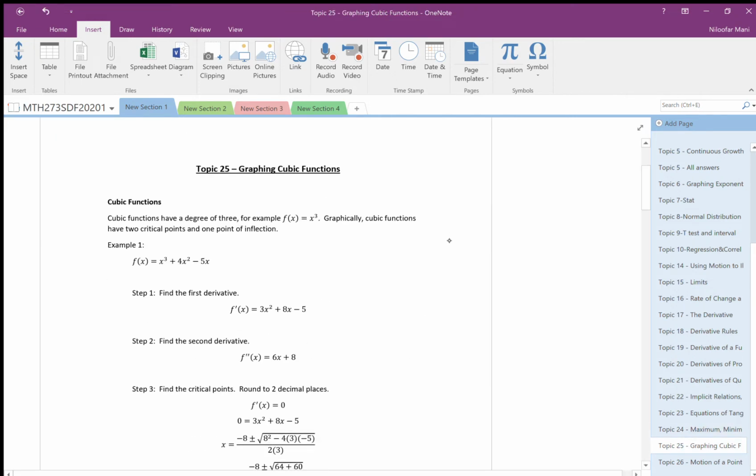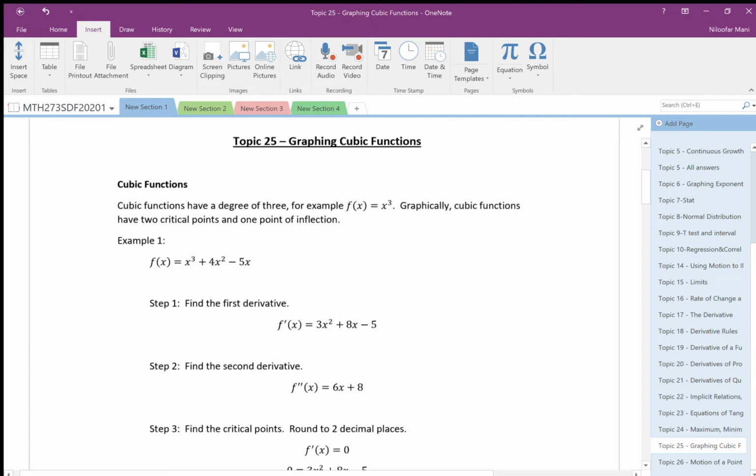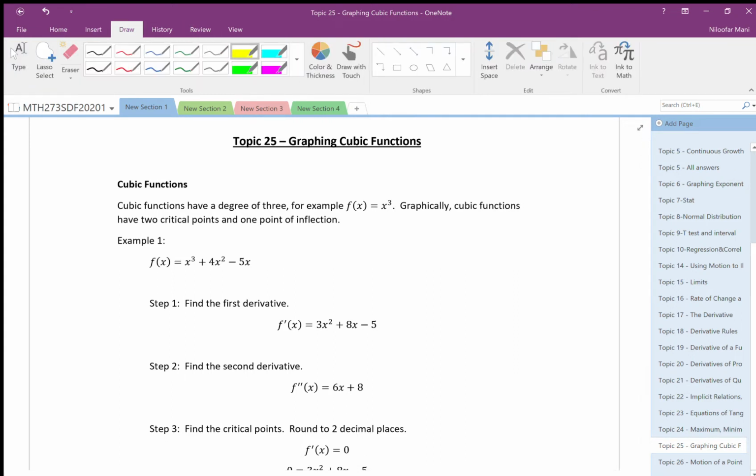So here, in order to show graphing in a very good way, we can use a cubic function, and cubic functions are polynomials of degree 3. So this function shows the graphing very well.